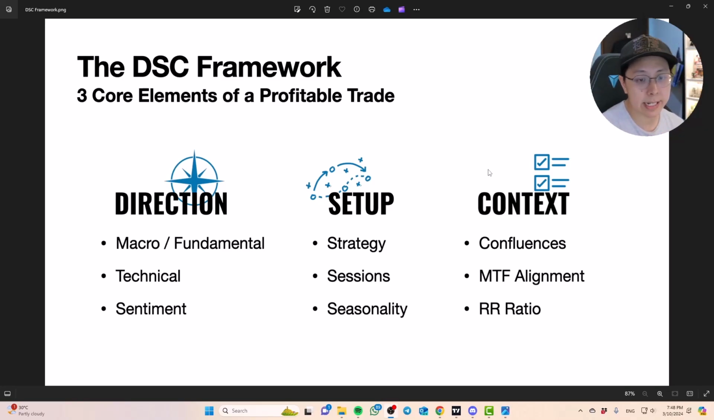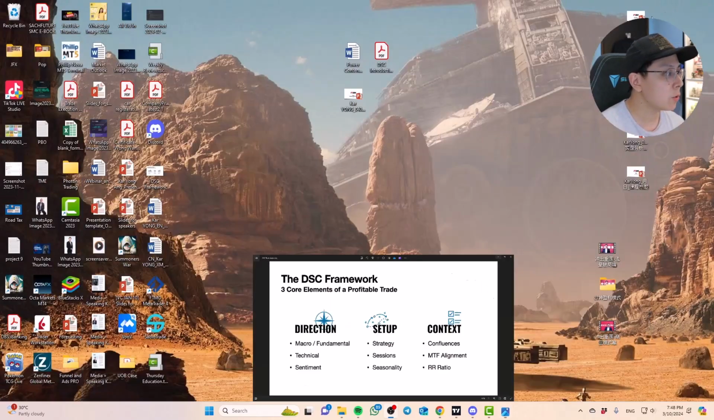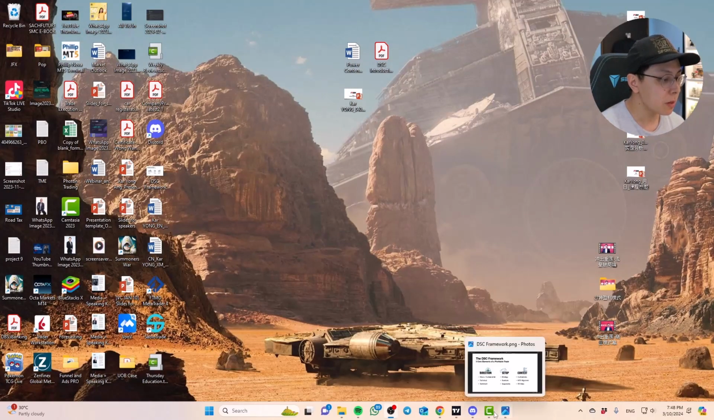And C stands for context, so I also look at other factors to add in the confluences, to look into the multi-time frame alignment, to actually ask the question, is this trade worth taking? So everything gels in together. As I go through the trade review for this week, I want you to be able to see the application of the DSC framework itself: Direction, setup, and context.